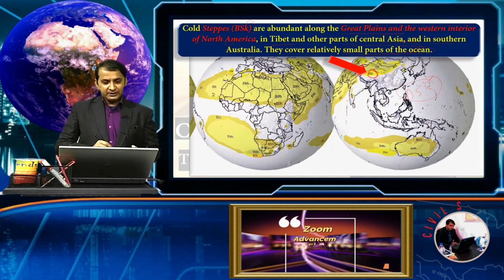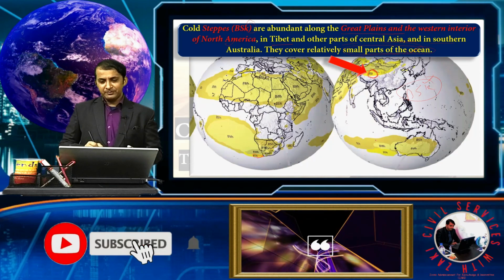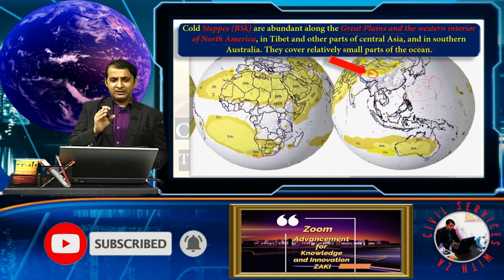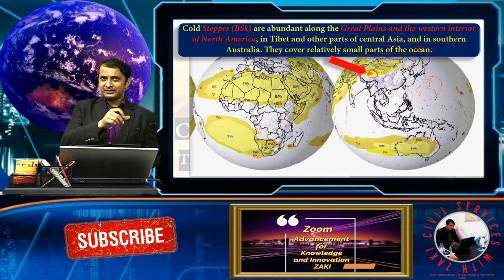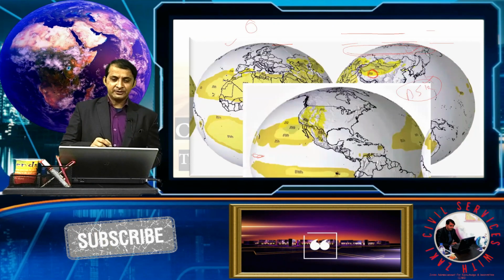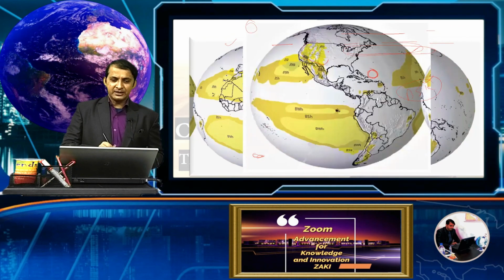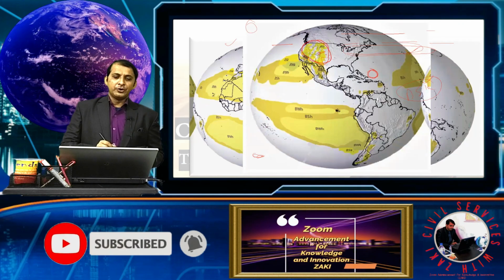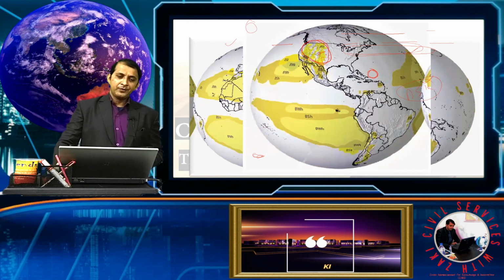If you see here some small parts of the ocean, but it is mostly found on land, and basically most abundant in the Great Plains in the United States. See here, United States. See here, these are the most abundant areas. It is BSK, so it is the Cold Steppe climate.